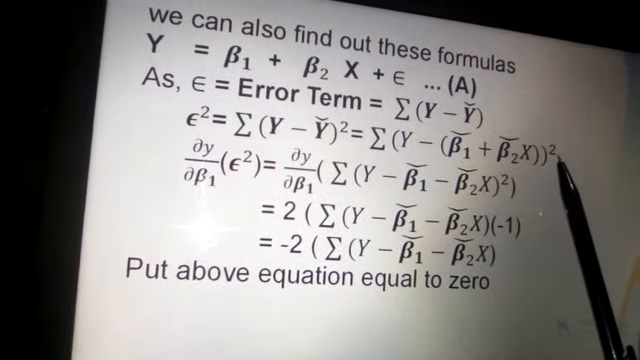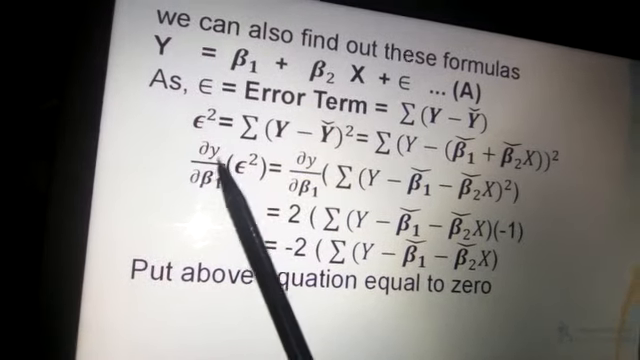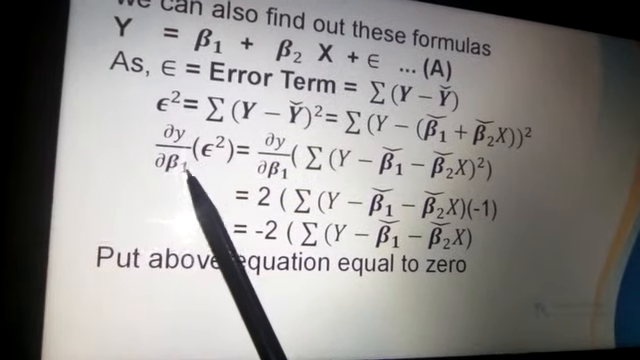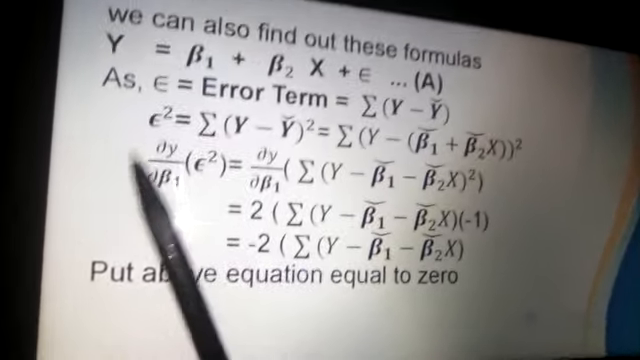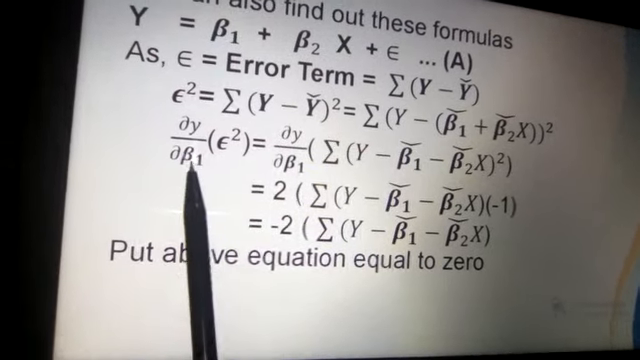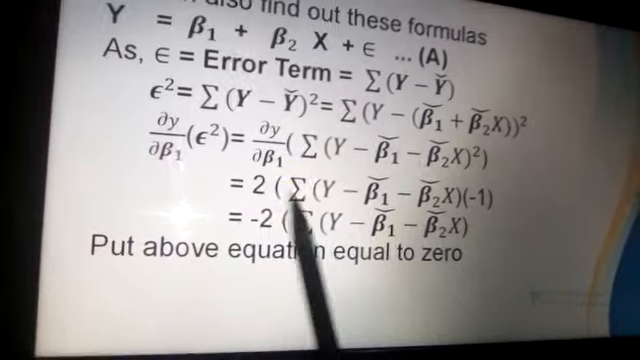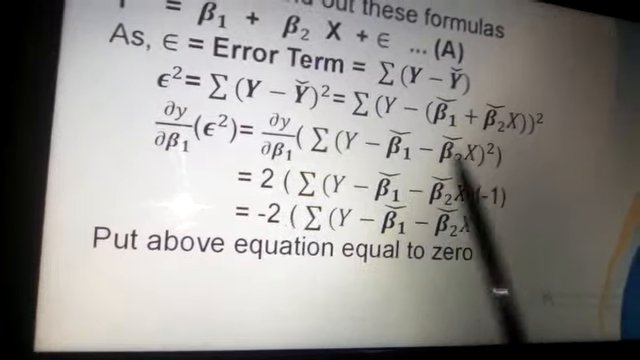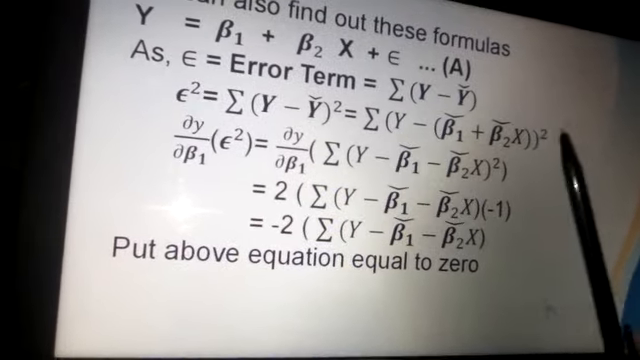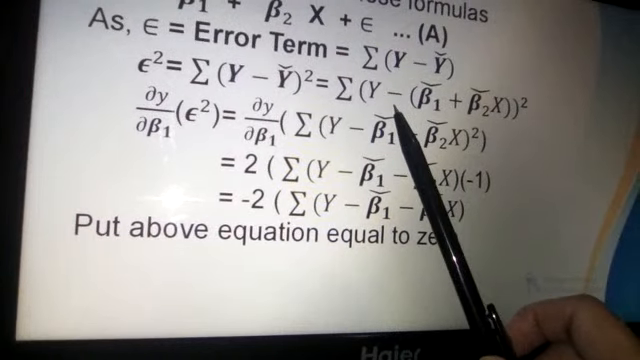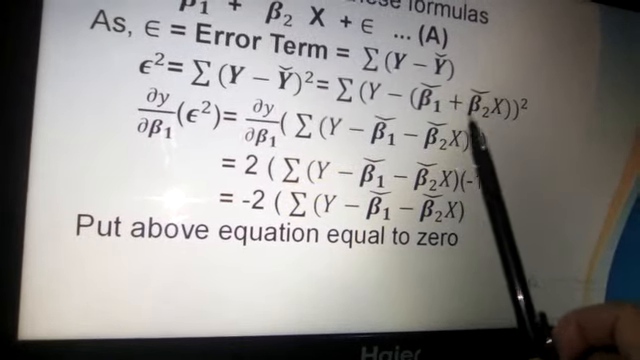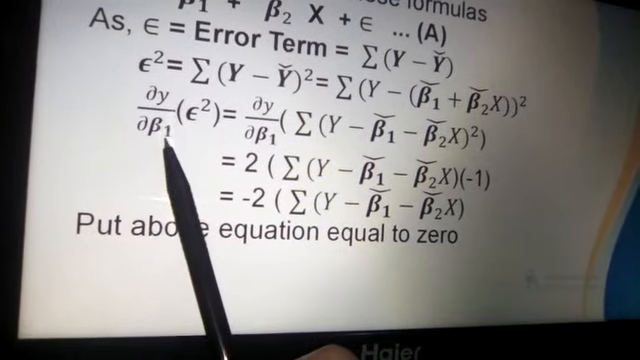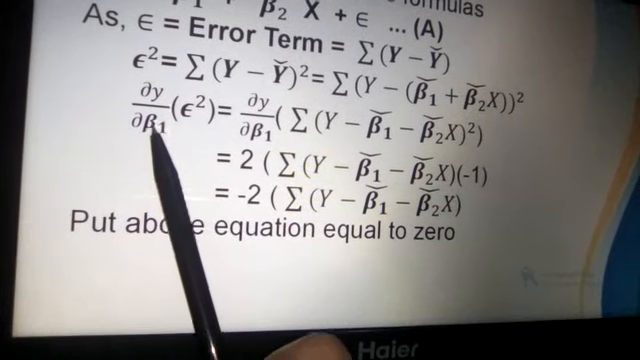If I have to deduce the value of beta 1, we take the partial derivative. We differentiate the whole equation with respect to beta 1. There is a minus sign, and when the bracket opens, the plus sign changes into a minus sign. As you can see, we have to take the partial derivative with respect to beta 1.